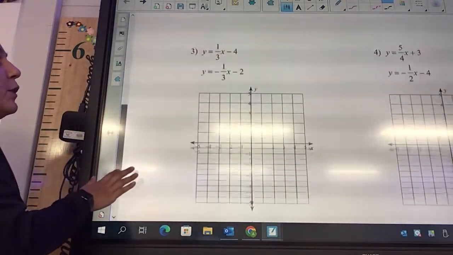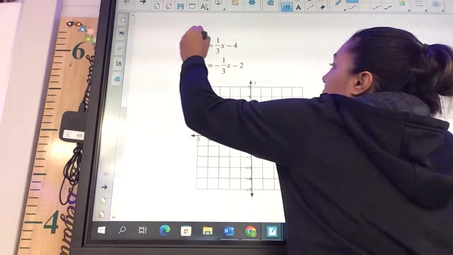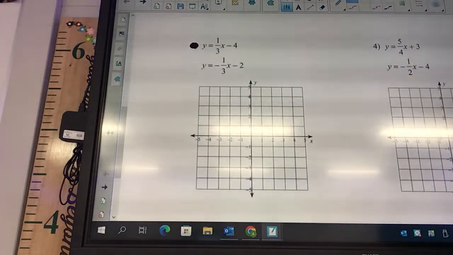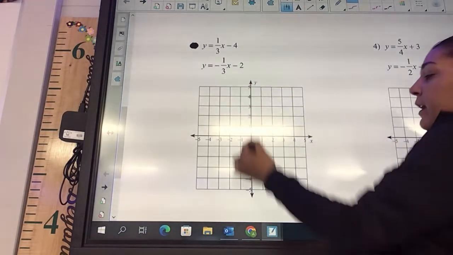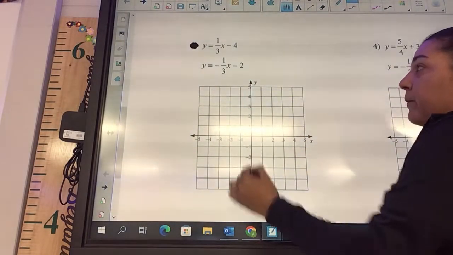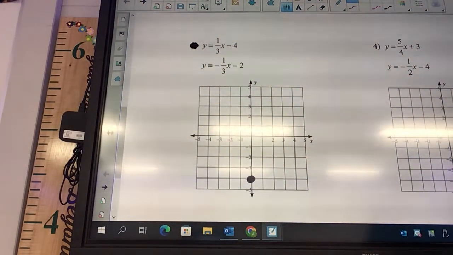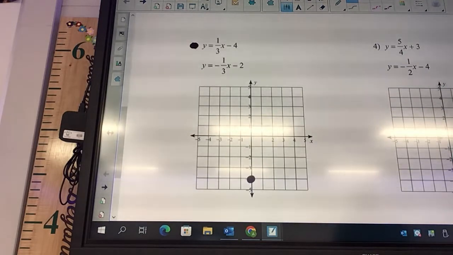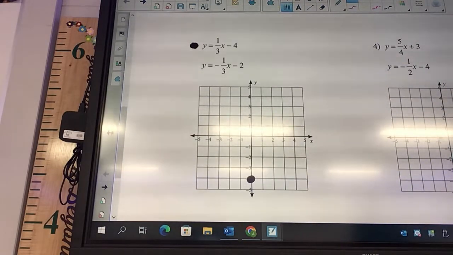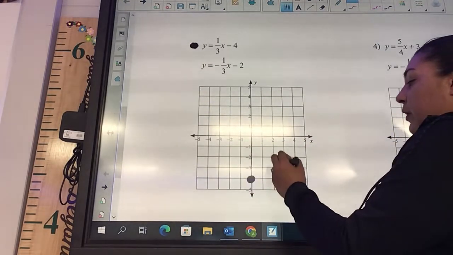Okay, let's look at number 3. We're going to look at this line first. This first line, where does it start out at? Negative 4. Go to the y line, find the negative 4. What is my slope? 1 over 3. So we're going to go up 1 over 3 which way? I got a positive. Right. Yeah, so we're going to go up 1 over 3.